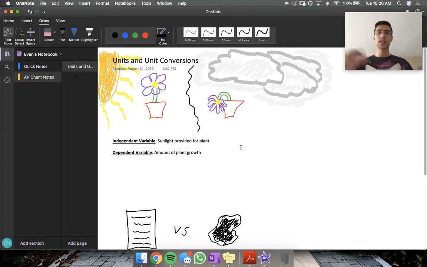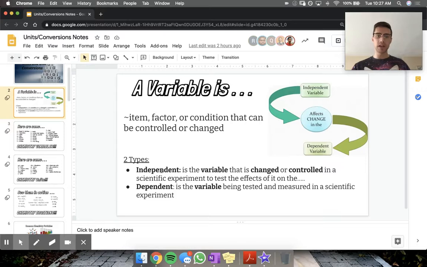Okay, so let's say you're testing how effectively plants grow in the sunlight versus in a cloudy area, right, where there's not very much sun, somewhere like the Pacific Northwest. So the amount of sunlight is something you are changing, right? You're either putting this plant in a high sunlight area or in an area where there's no sunlight at all. So the amount of sunlight that this plant gets, because that is the factor you specifically are changing, that would be our independent variable, right?